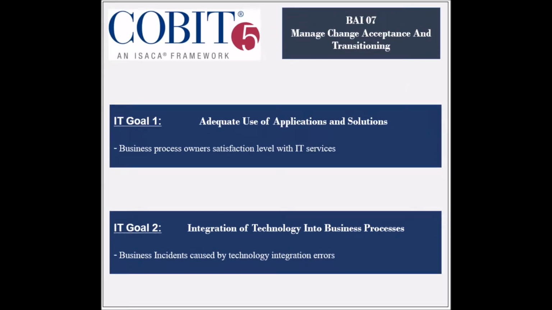The process supports two IT-related goals. The first supported goal is to ensure the adequate use of applications and technology solutions. The achievement of this goal is measured by the business process owner's satisfaction level with the IT services, and by the business user's satisfaction level with training. The second goal is to ensure the integration of technology into business processes. Its achievement is measured by the number of business incidents caused by technology errors, and by the number of business changes delayed due to technology integration issues.